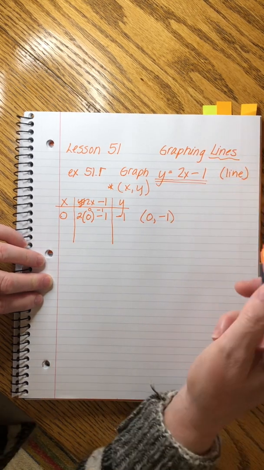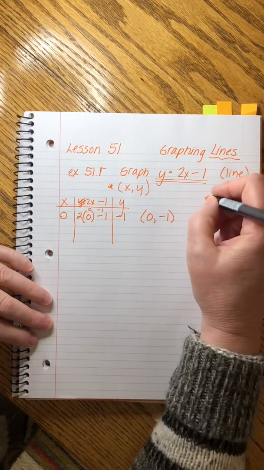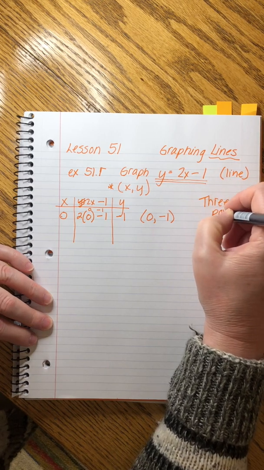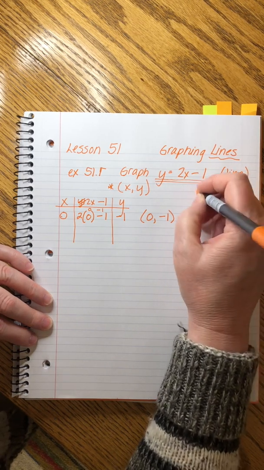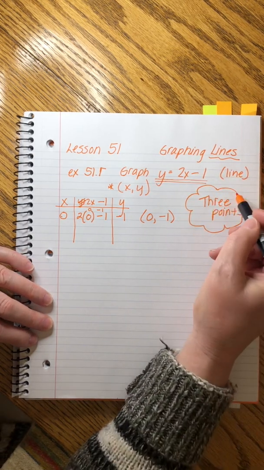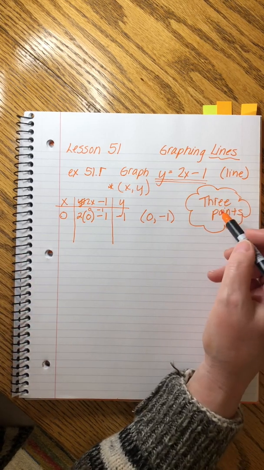Spoilers, I told you that in the very beginning. In order to draw a line, we're going to need 3 points. 3 points is the best way to draw a line. If you only draw 2 and you make a mistake, you'll never know it. But if you draw 3 points, they better line up, and if they don't, you know you made a mistake. So we always do 3 points.